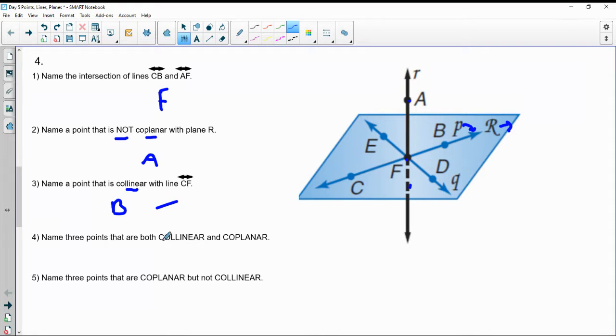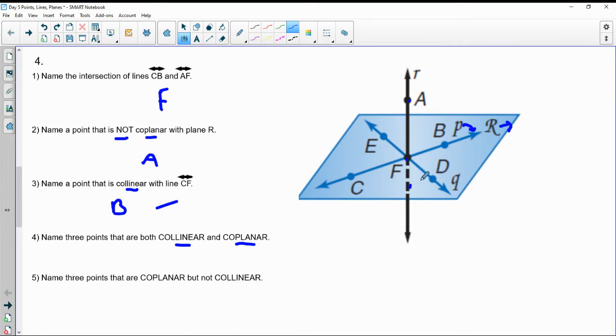Okay, now it says 3 points that are collinear and coplanar. So we need 3 points that are on the same line and in the same plane. So it's got to be in the box and it's got to be collinear. So we need 3 of them. And that's just going to be something like C, F, and B. That could be one example, or you could also do E, F, and D. They are collinear on the same line, and they are on the same plane.